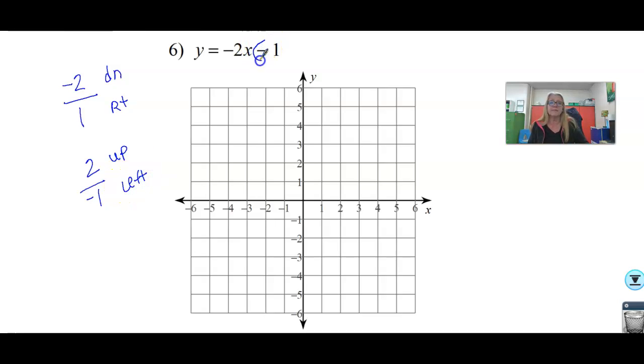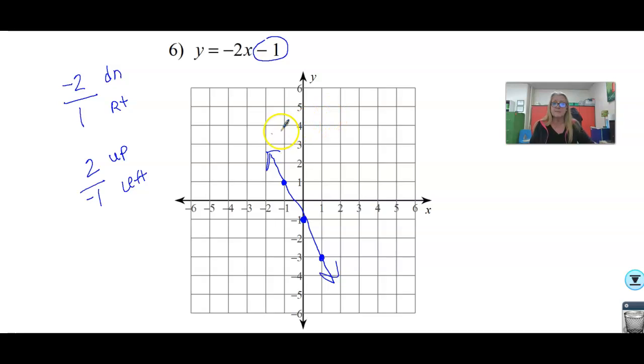Our y-intercept is -1, so we put a dot on the y-line at -1. Okay? From the y-intercept, remember, not from the origin, from the y-intercept, we can go down 2, right 1, down 2, right 1. Alternatively, we could go up 2, left 1, up 2, left 1. And that gives us this line.